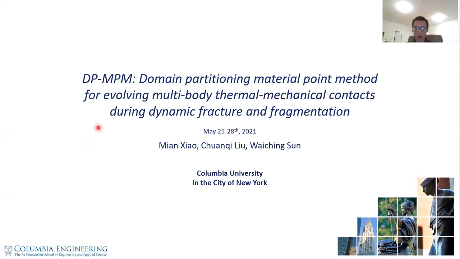So in this work, we also have something related to the material inelastic response under large deformation, which is quite related to Professor DiMaggio's work.